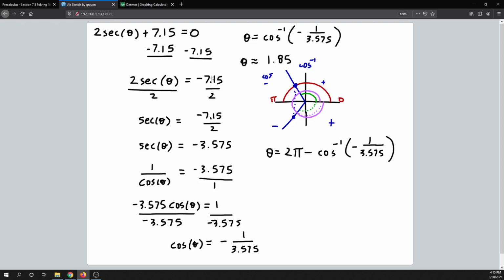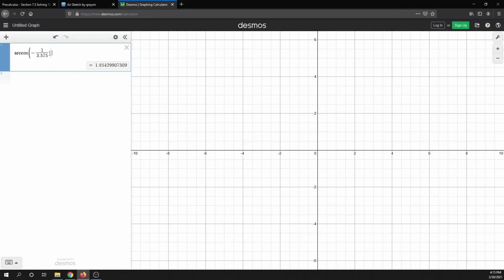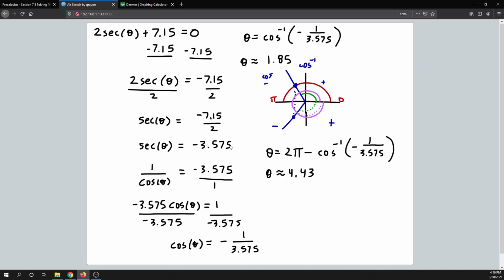And there's a couple of edge cases that I won't mention in this video, but I'll give a summary of those. Okay, and so now going back over here and calculating that out, it would be 2 pi minus inverse cosine of that, and we can see we get 4.43 to 2 decimal places. Okay, so that would be our other answer on this problem. And that is it on this one.